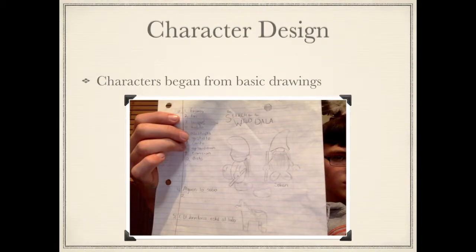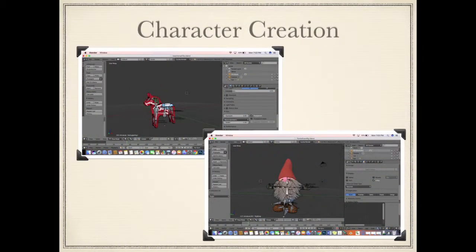And after I had come up with all the ideas, I started trying to develop characters. And this is a picture of some drawings I made for Tomty and the Dala horse. And once I had my characters completed, I had to model them in Blender. The one on the top obviously is the Dala horse, and the one on the bottom is Sven. And it took quite a bit of time. That took up my first week, but once I had gotten them completely modeled, I had to rig them.